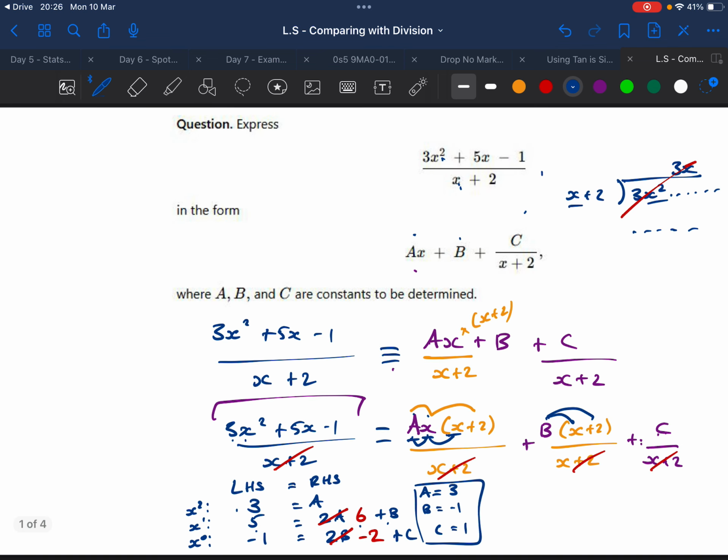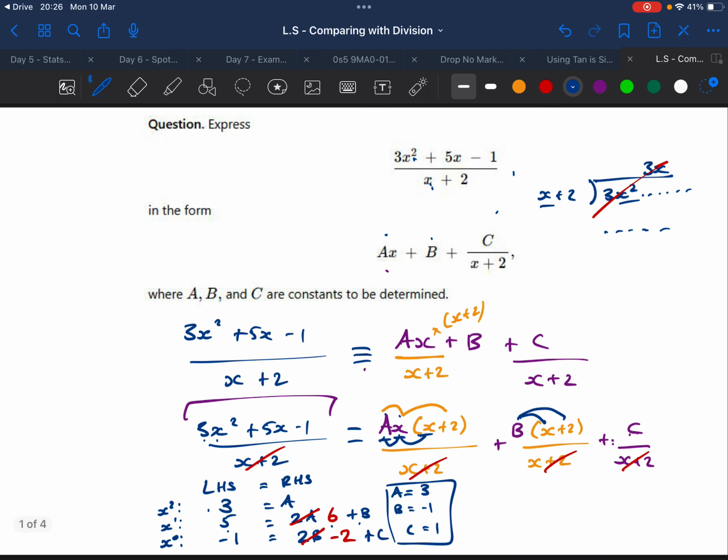Okay, so this comparing skill is very useful. I could say that this will be 3x minus 1 plus 1 over x plus 2. I can use this skill in situations like this where I know what the format of the answer will be. And like I said, that's not really that hard to work out.